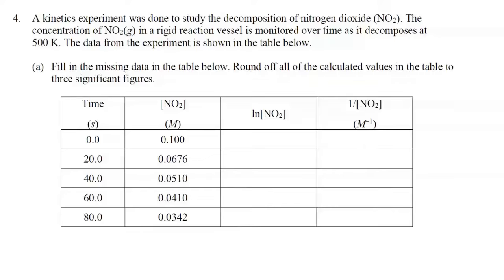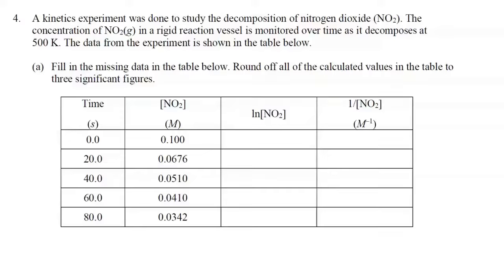So before I pick up my calculator, let me just give you some context for the purpose of doing these calculations in Part A. We're trying to determine the order with respect to NO2. So we have a data table that shows that concentration of NO2 is decreasing over time. One of these 3 columns, either concentration or natural log of concentration or the reciprocal of concentration, one of these 3 columns should show a linear relationship.